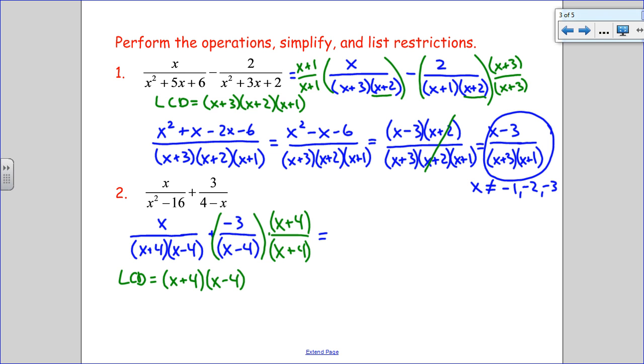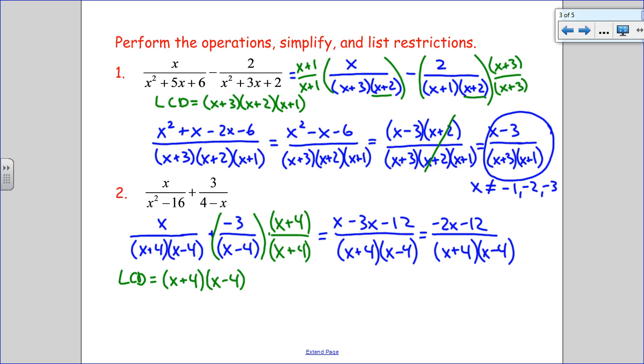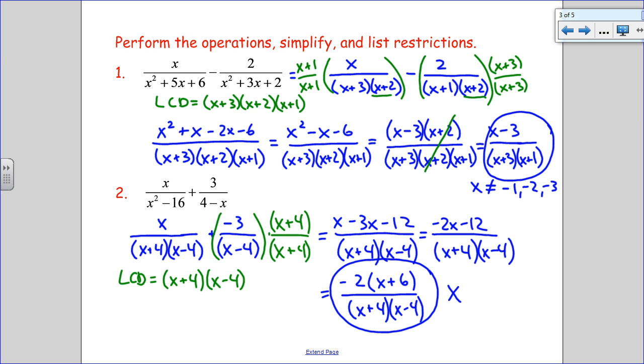Performing the multiplication, we have x minus 3x minus 12 over our LCD. Combining like terms in the numerator, and then factoring the numerator, we can see that there are no common factors. So we have our answer in simplified form, and we can state the restrictions. x cannot equal positive and negative 4.